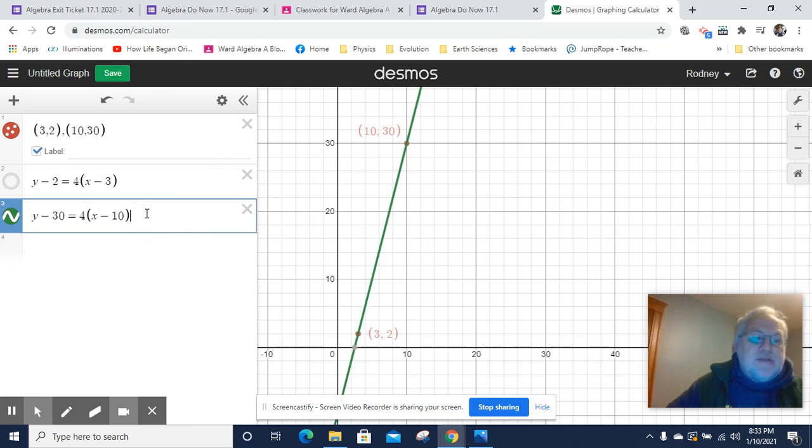If you wanted to be fancy, we could, of course, be fancy. We can make an inequality for x. So from 3 to 10, we say 3 is less than or equal to x is less than or equal to 10. And there we have a line that just goes through just those two.